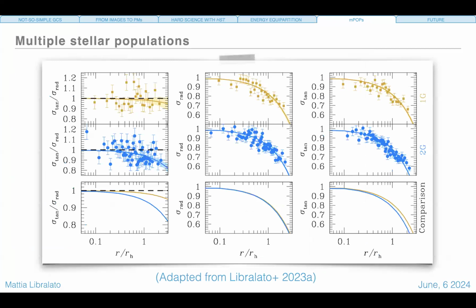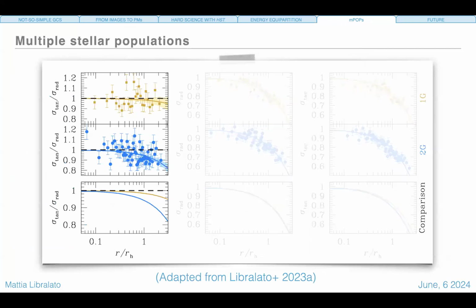I know there are a lot of panels, but I will break it down. To start, from the left, you have the usual anisotropy profile that I showed multiple times. On the top, you have the result for the first generation stars in yellow, the middle row is the second generation stars in blue, and at the bottom, just the average trends that we fit to the points above for a direct comparison. What you can see is that first generation stars are basically isotropic, with just a very mild radial anisotropy at a few half-light radii from the center of the cluster. But the second generation stars are much more radially anisotropic than the first generation stars.